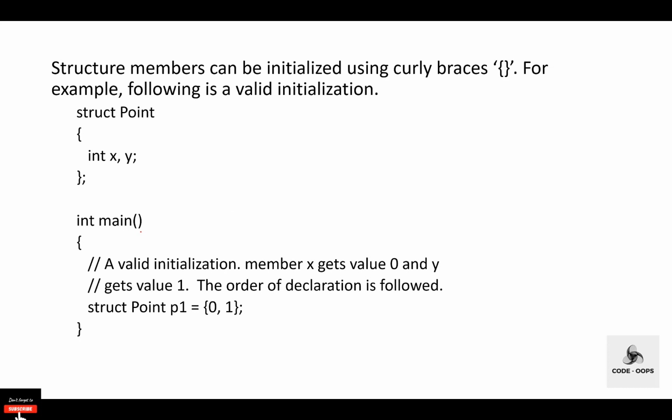Structure members can be initialized using curly braces. For example, struct point is the name of the structure and the structure has two data members x and y. And inside the main function, declare the structure variable. How to declare the structure variable? Struct keyword, point is the name of the structure and p1 is a structure variable. With the equal to operator, initialize the members of the structure. Now after initialization, member x gets value 0 and member y gets value 1.